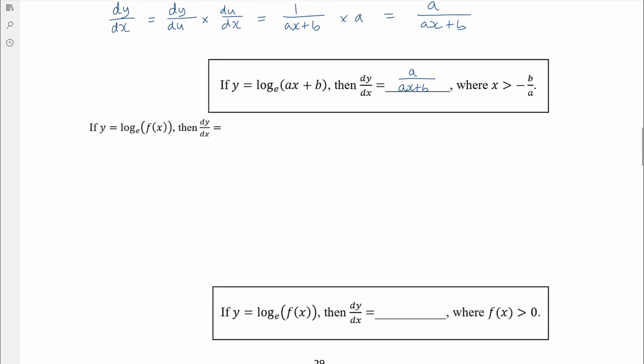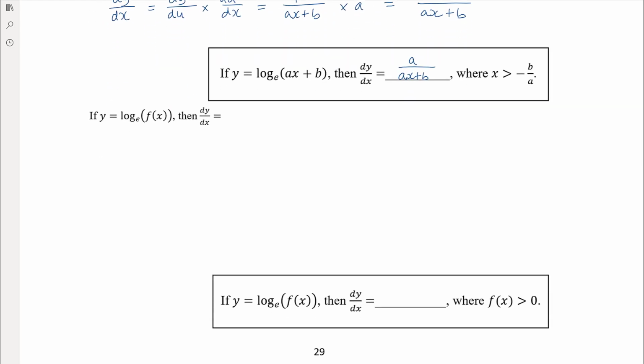Okay, finally, more generally, if we have log e of f of x, okay, so again, if you let u equal f of x, that means that you've got y equals log e of u, du dx is f dash x, derivative of f with respect to x, and dy du is again 1 on u, and this time u is f of x.